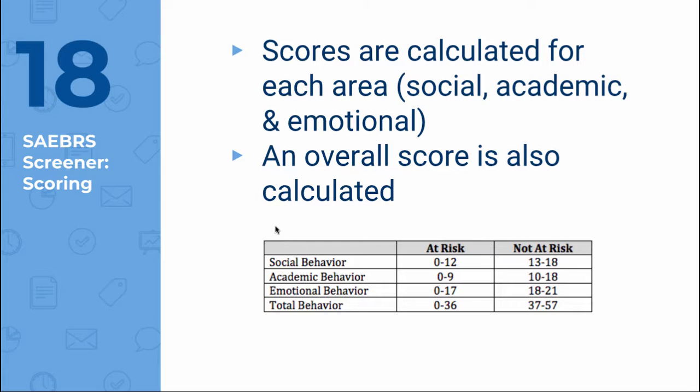After each individual behavior is scored, scores for each area are calculated. Then all area scores are totaled to give a student an overall score. The chart shown on this slide is then used to determine if a student is at risk in each area and at risk overall using the cut scores provided.